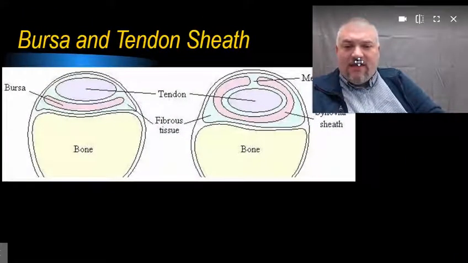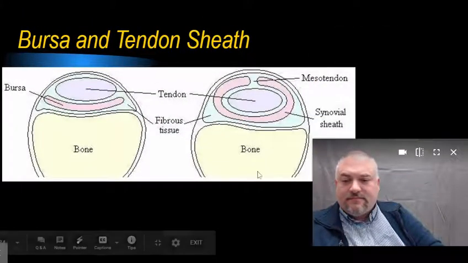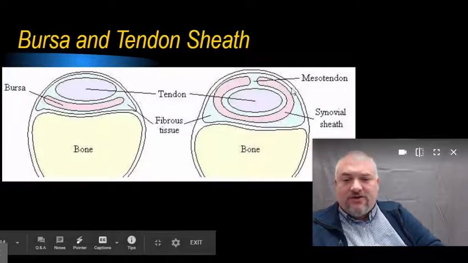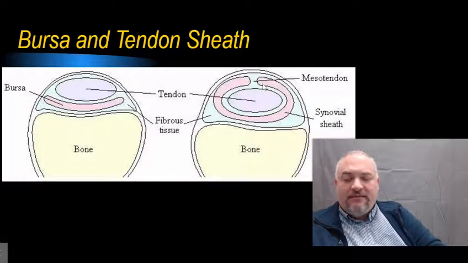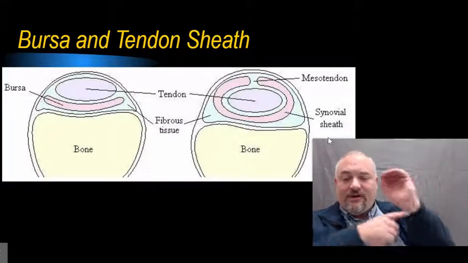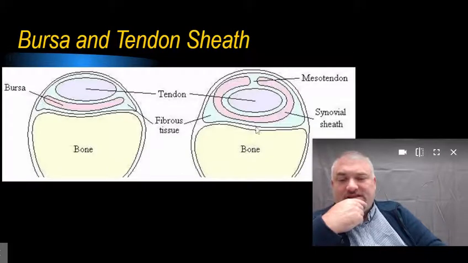Here we have another bursa. So here's the bone and the tendon over the top. And you can see how the bursa, which is filled with synovial fluid as well, keeps the bone and the tendon from rubbing against each other. Here we can see one with a synovial sheath around the tendon. So it wraps all the way around it, pretty much. And if that gets swollen, you can get carpal tunnel syndrome, right? In your wrist, that's when that sheath gets swollen as things are going past it.